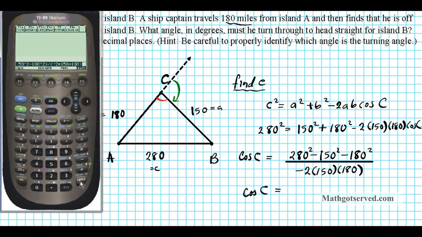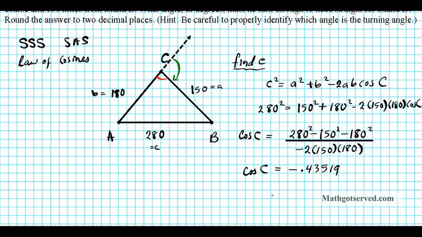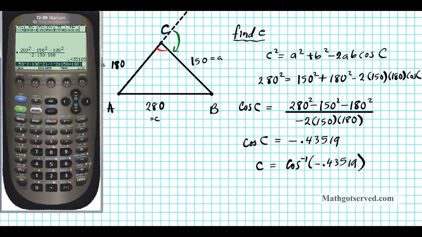And the answer is going to be negative 0.43519. Alright, so let's write that down. That's going to be negative 0.43519. Alright, let's get angle C by itself. To accomplish that, we'll take the inverse cosine of both sides. So C is the inverse cosine of negative 0.43519. Let's put that in a calculator and see what we get.